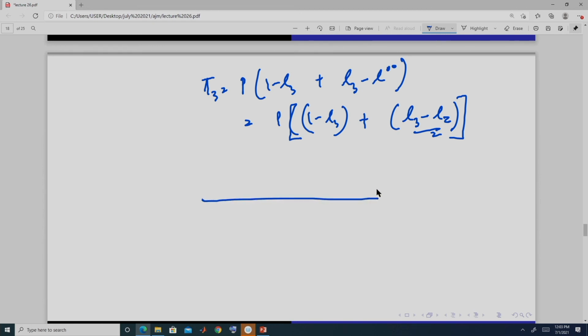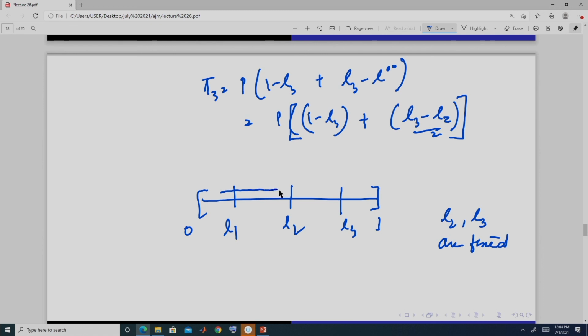Now, if you take this, suppose this is L1, this is L2 and this is L3. Now, if farm 1 fixes these two, suppose L2 and L3 are fixed.